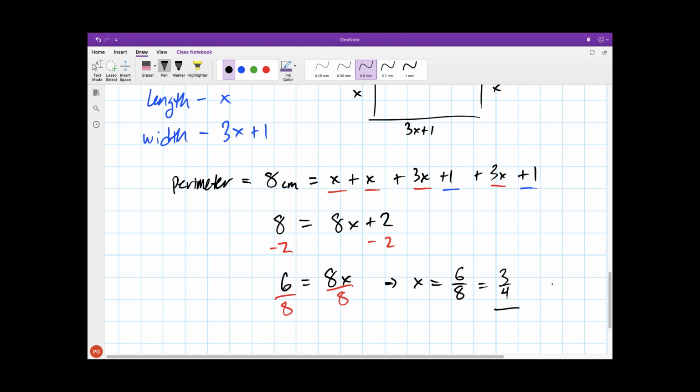Now before you circle this and say you're done the question, remember that we want actually 2 answers. This is only our length.